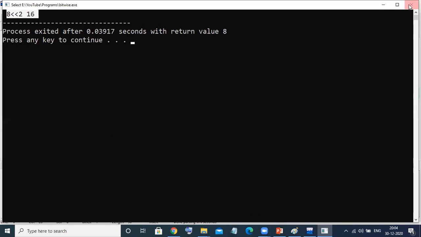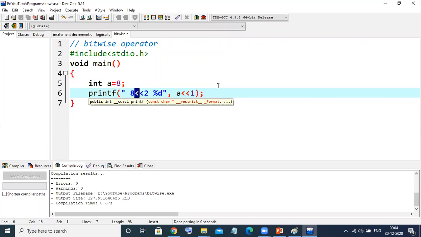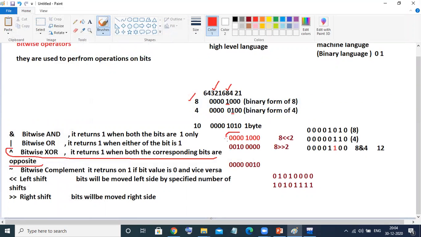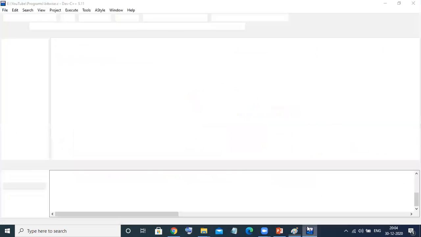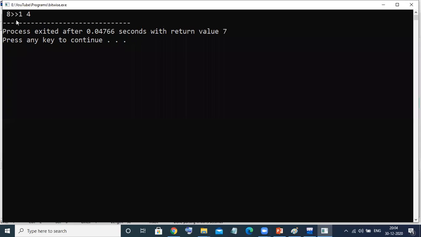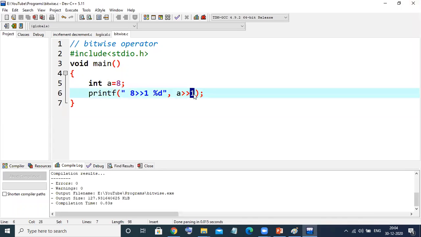Okay, if I shift to the right side now, right shift, and I shift by suppose 1 only. Now see the number here. This is a normal number. I want to shift one side, so it comes here. So the equivalent number, the answer should be 4 here. Let us check. If it is 4, then our concept is clear. See, it's a 4. If I shift one more, the answer is 2.